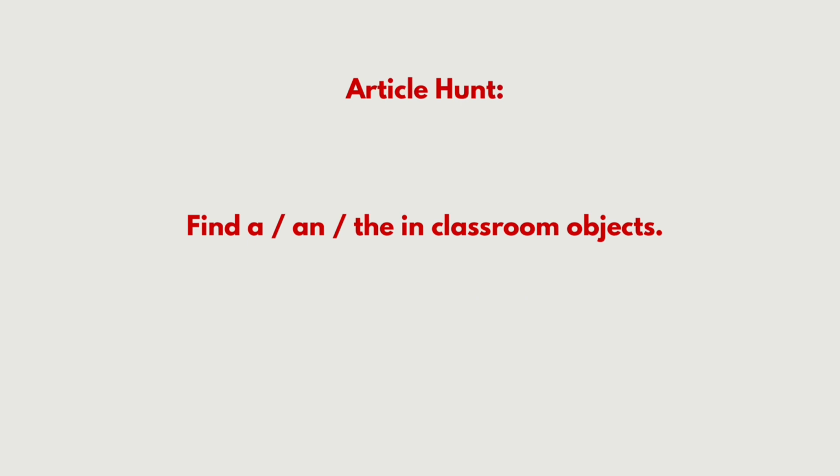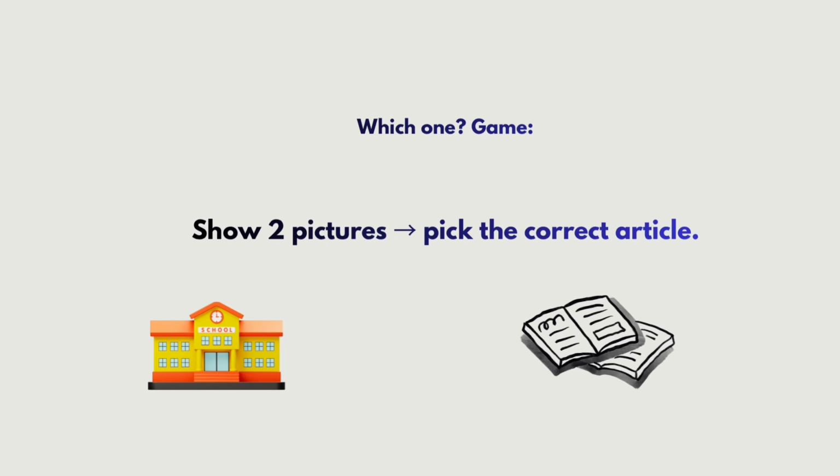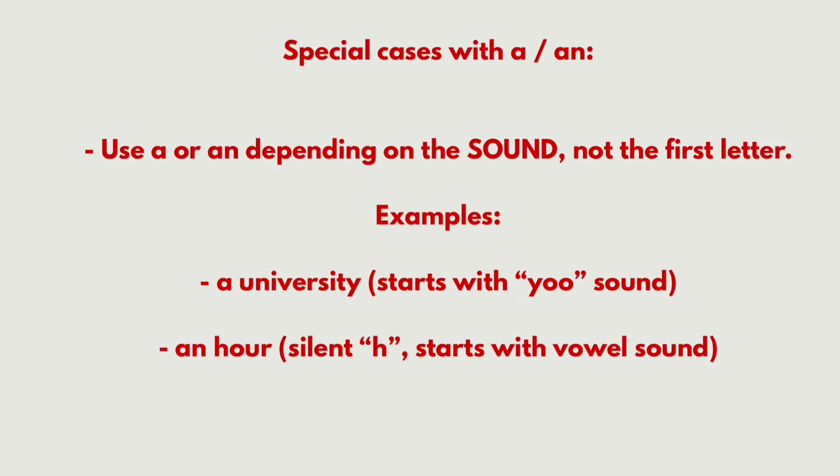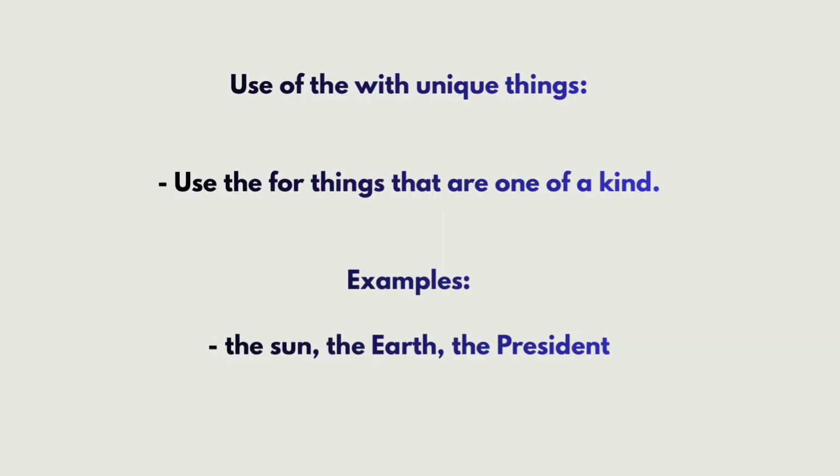Use of the with unique things. For example, we use the for things that are one of a kind: the sun, the earth, the president. Use of the with superlatives and ordinal numbers: the first day, the best student, the tallest building.